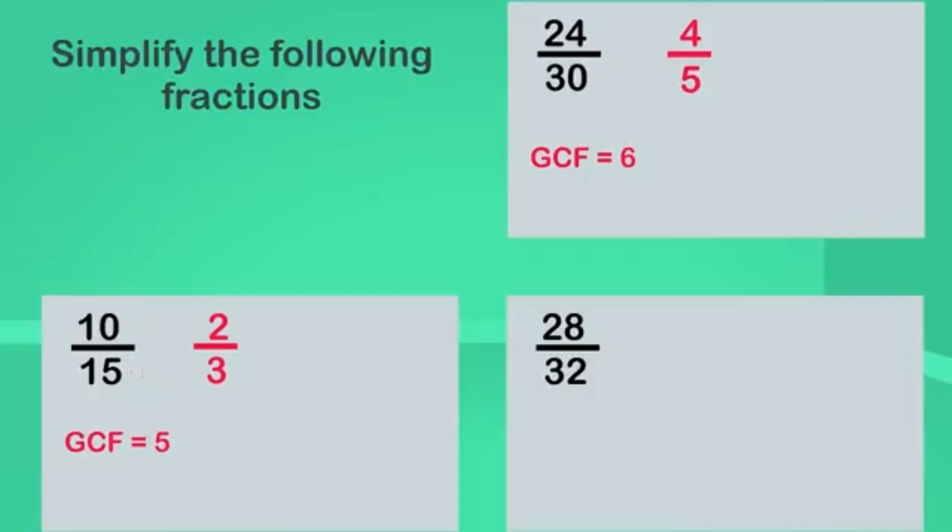The greatest common factor of 28 and 32 is 4. 28 divided by 4 is 7. 32 divided by 4 is 8. 7/8.